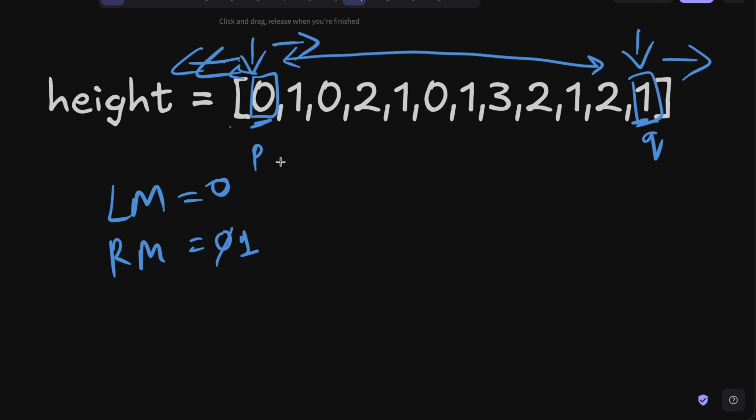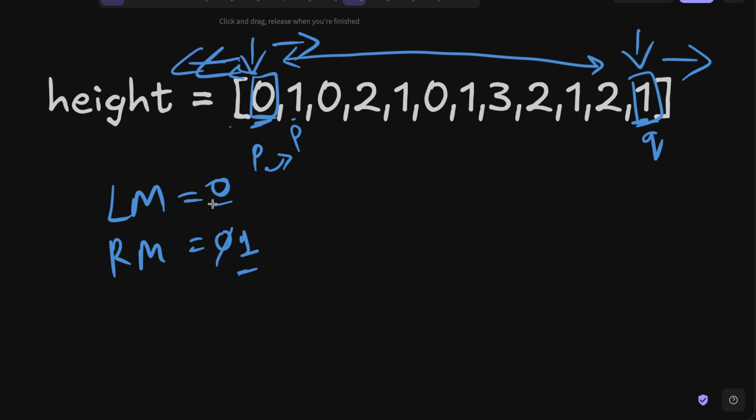And now we need to move these pointers somehow, right? So which pointer are we going to move? P or Q? Well, whichever is the minimum. So right now the left max is minimum. So we are going to move the P here. So P will be on this element, on 1. Now for 1, the maximum left is 0 and the maximum right is 1. But we don't need the maximum right.